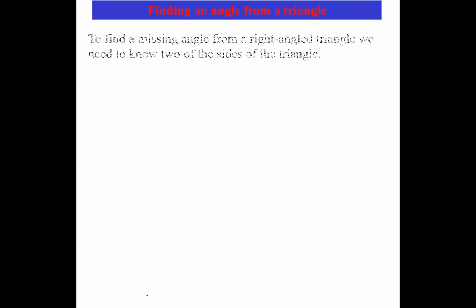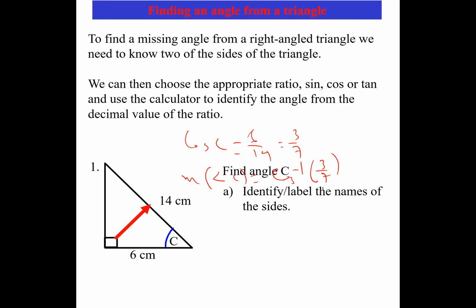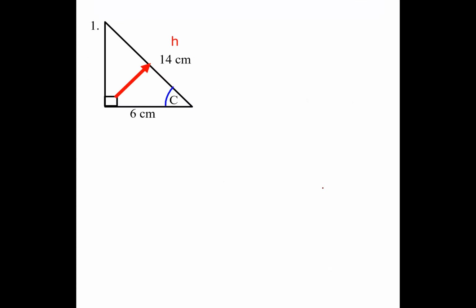Finding an angle from a triangle. This is an explanation. To find the angle, you can use cosine C. Cosine C equals 6 over 14, then 3 over 7. And to find the measure of angle C, find cosine power of negative 1 with shift cosine, cosine power of negative 1 of 3 over 7, to find the angle itself.